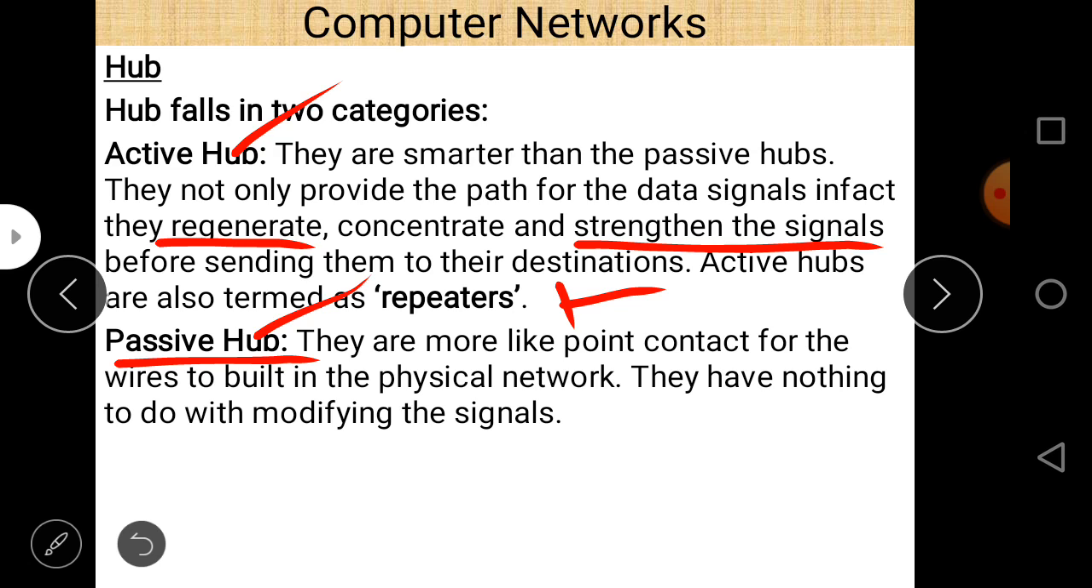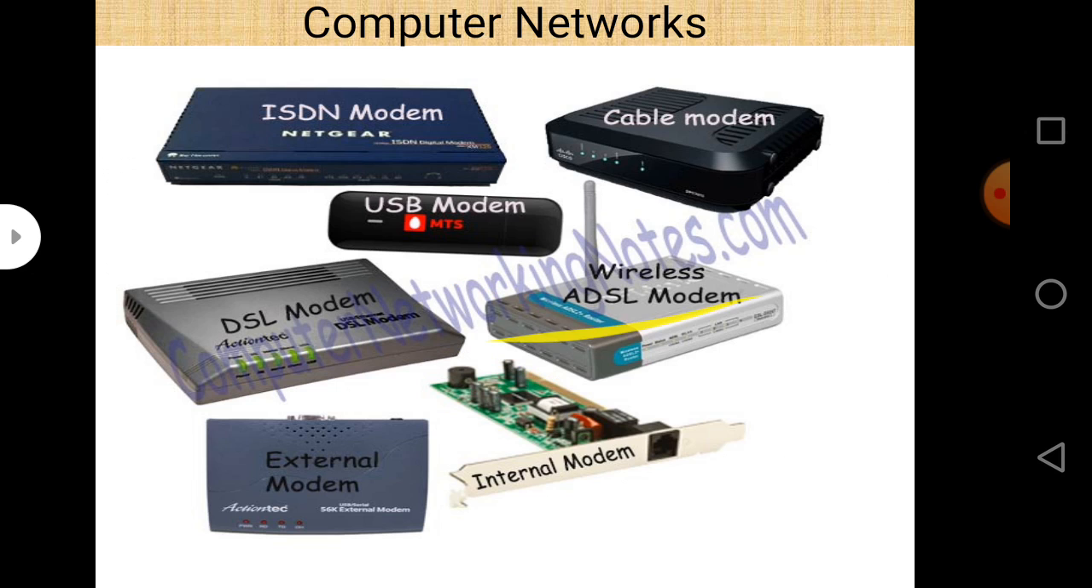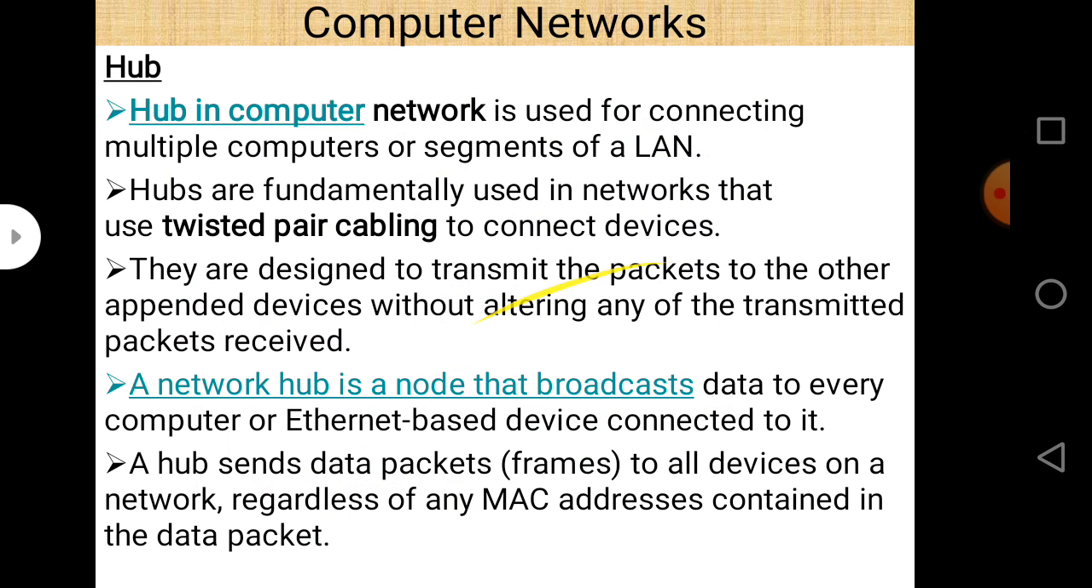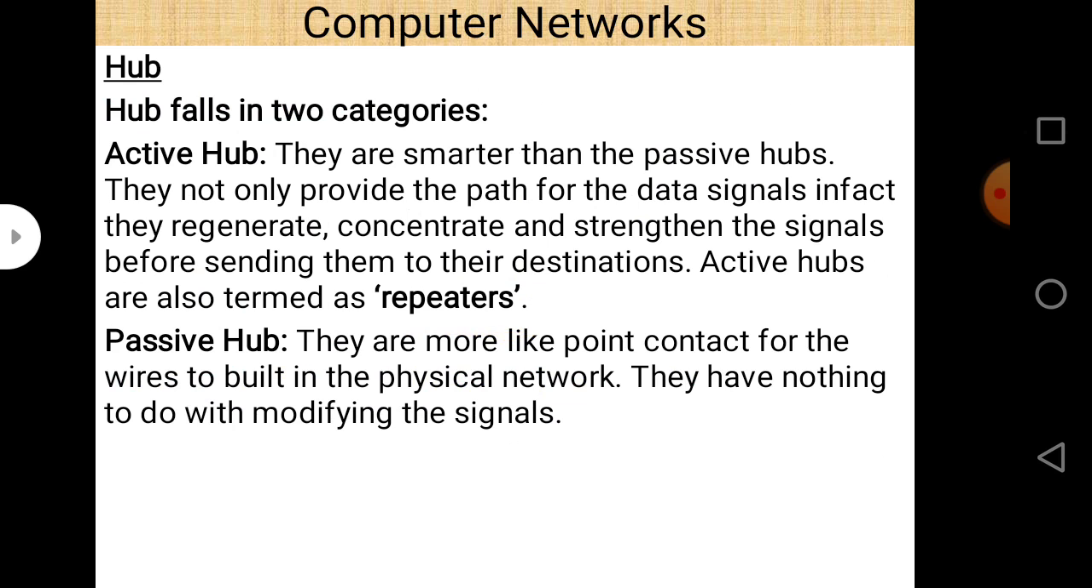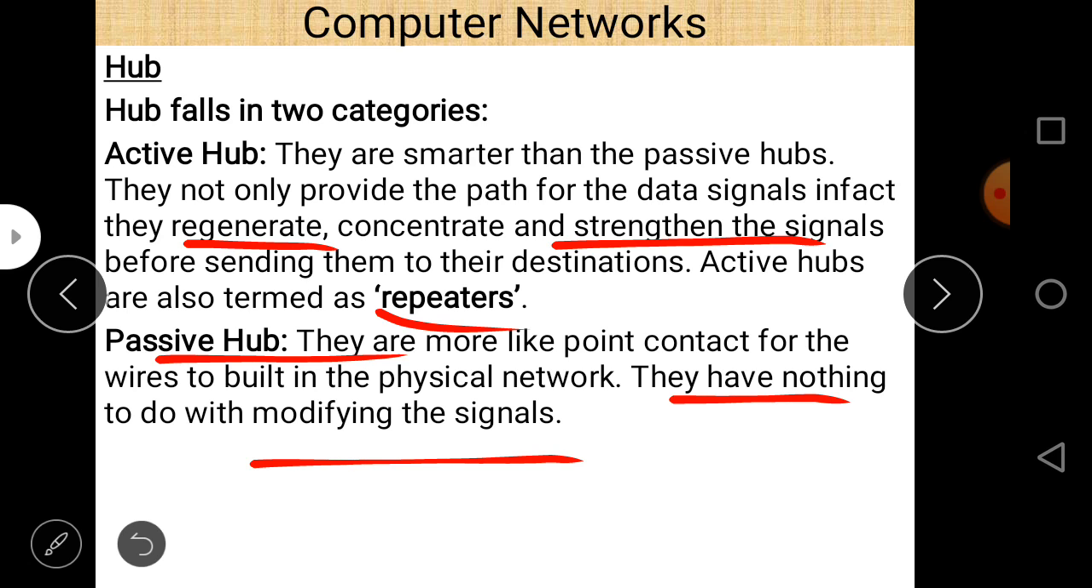So if we want to conclude in one line, we can say that active hubs are also called repeaters, because not only do they transfer the data, but they also strengthen or regenerate the signal. But passive hub just sends the data, and has nothing to do with modifying the signal. So this is all about hub.